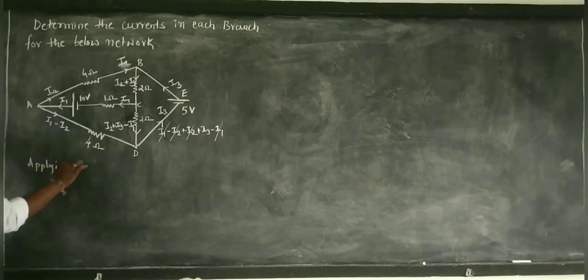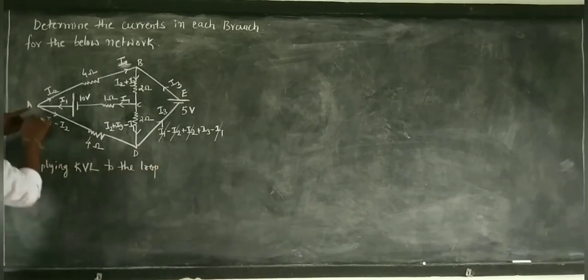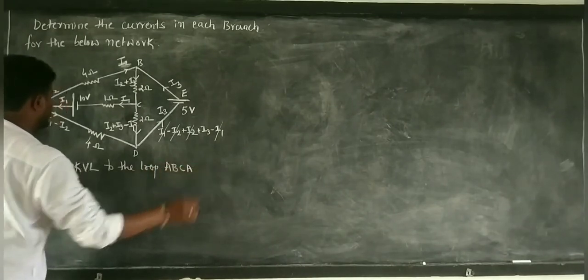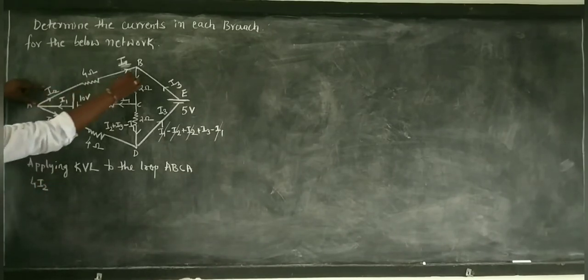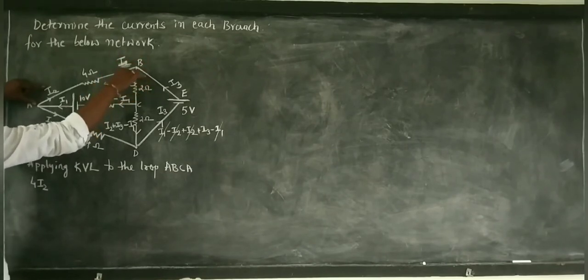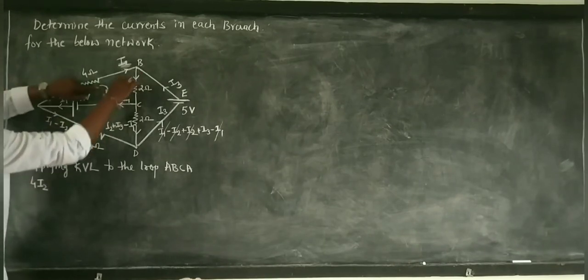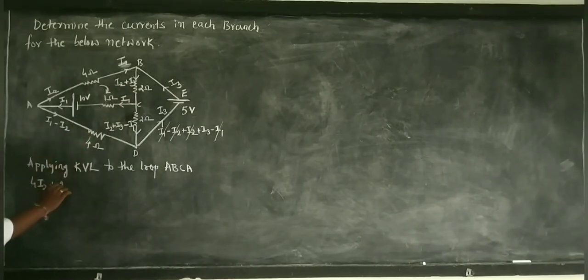First, applying KVL to the loop ABCA. Let us start from A. Look, the I2 current is going along with us, therefore it is taken as positive. 4 into I2. Then we reached B. From B, I2 plus I3 is also along with you. You are moving clockwise, and current is also flowing along with you, therefore it is taken as positive. Therefore plus 2 into bracket I2 plus I3.